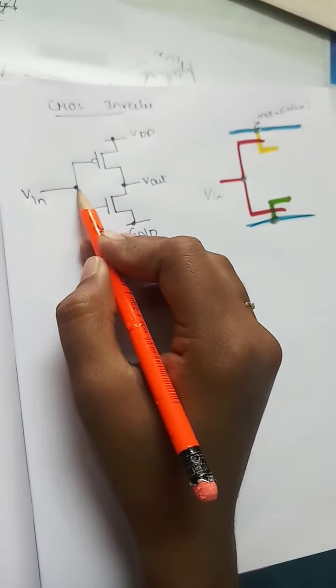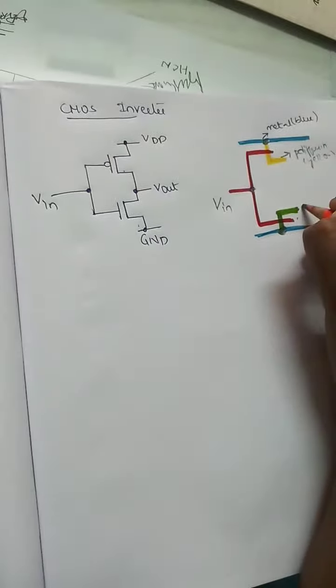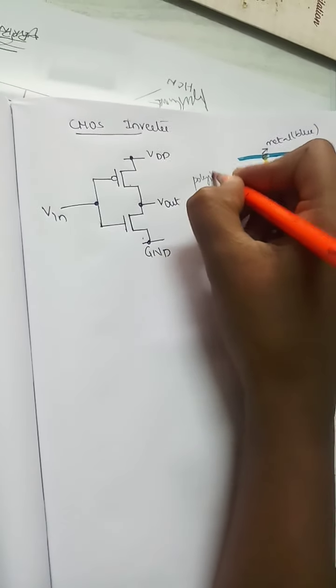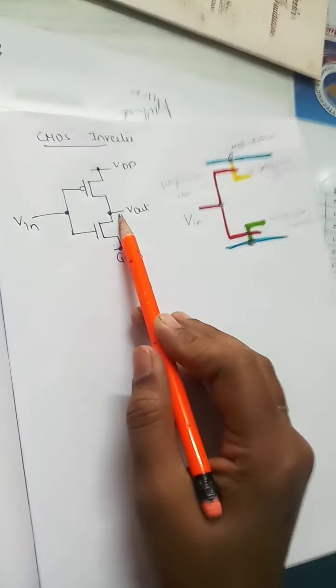you have taken a contact cut. Okay, and similarly mention here this is P diffusion (yellow), this is N diffusion (green), and this is polysilicon (red). Clear? Now what is remaining here is the output.